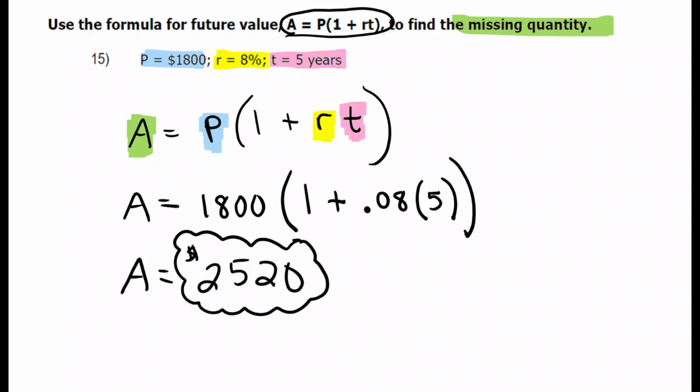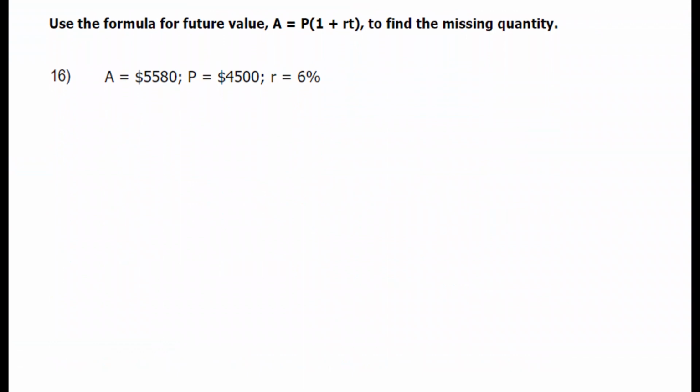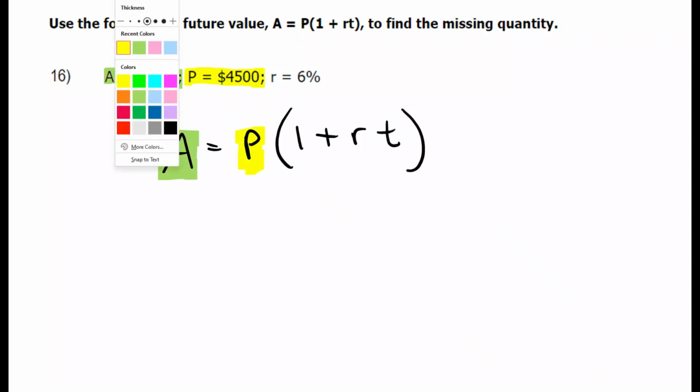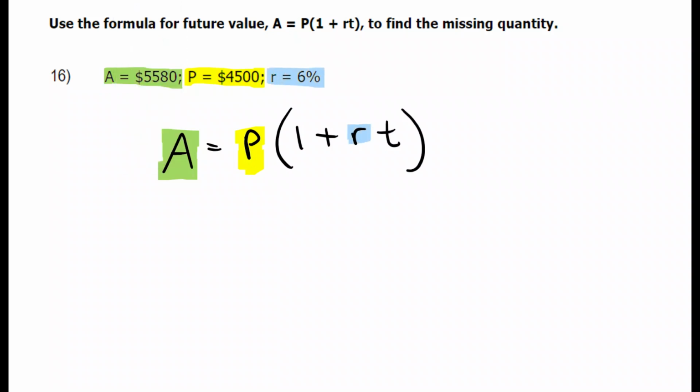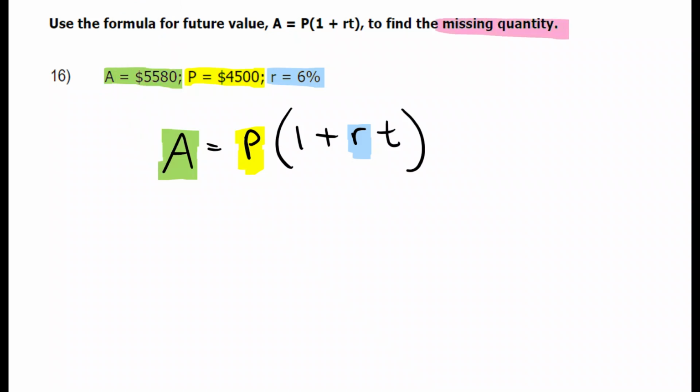All right, so that's number 15, and then 16 is under the same exact directions, except this time here's the same formula. Okay, they gave us A, that's right here. They gave us P, that's right here. And they gave us R, which is right there. The missing quantity is the letter T. I don't have a number for that, so I'm solving for T.